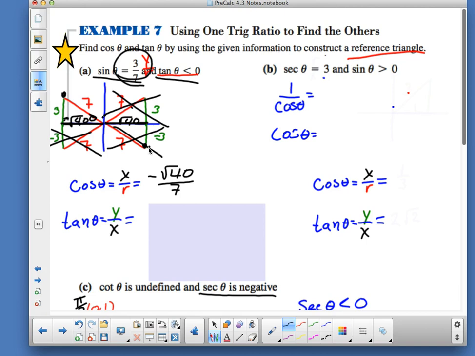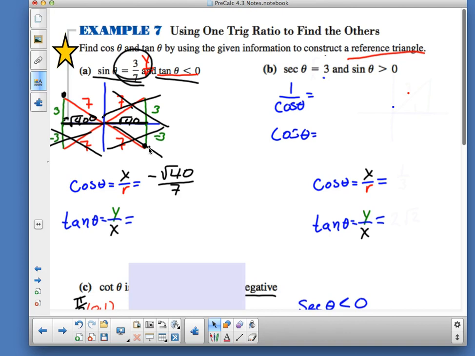Okay, tangent. Remember, opposite over adjacent. It's 3 over negative square root of 40, or negative 3 over the square root of 40. Okay, are you okay with that? Now, I'm not going to make them pretty. I'm not going to care about it. I'm just going to care that you know that that's how we got stuff. Are you all right? Okay.